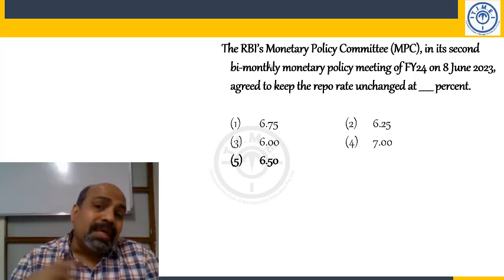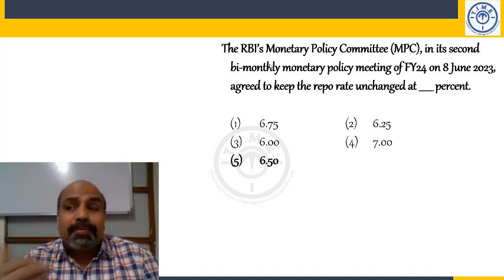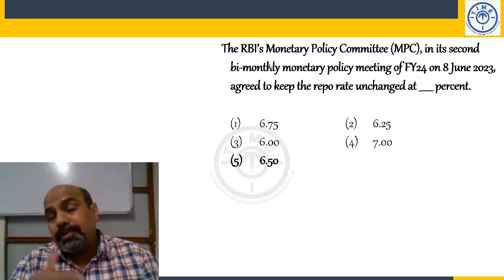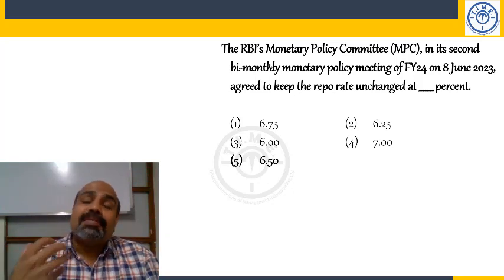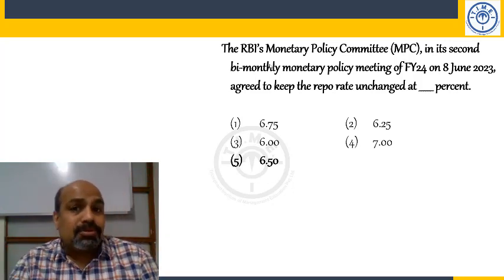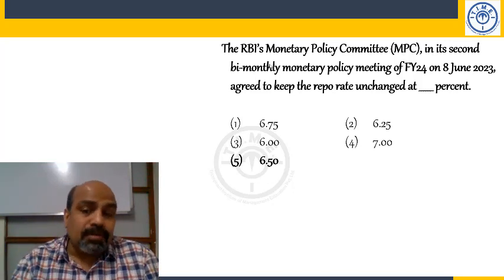So we need to keep a tight leash on this, and we can do this by keeping the interest rates high. If interest rates are high, loans become expensive. People would not borrow much, so there won't be spending. If spending is curbed, demand is reduced. If demand is reduced, automatically the prices would decrease and thereby inflation would come down.